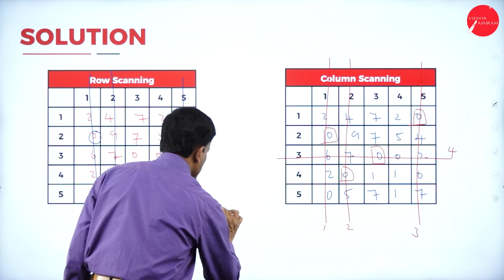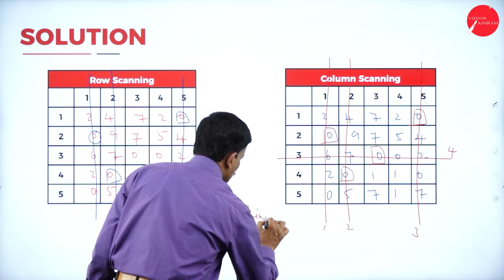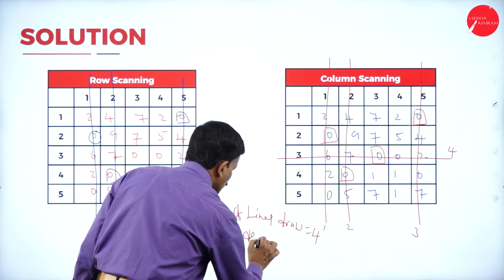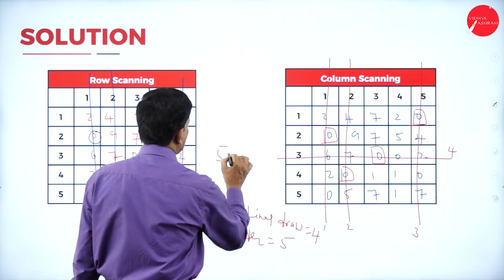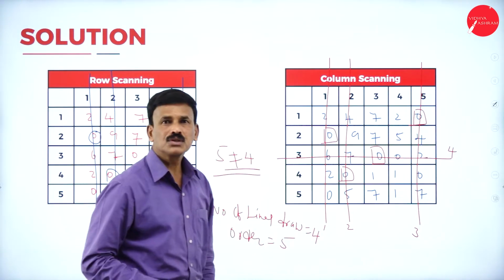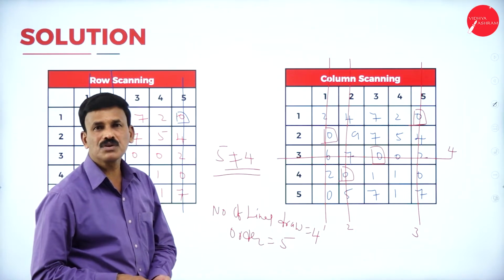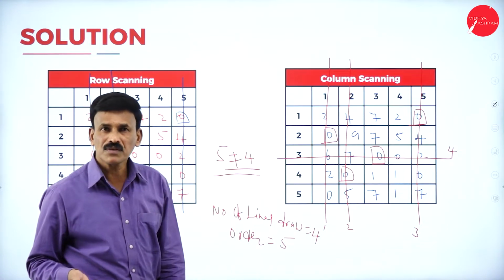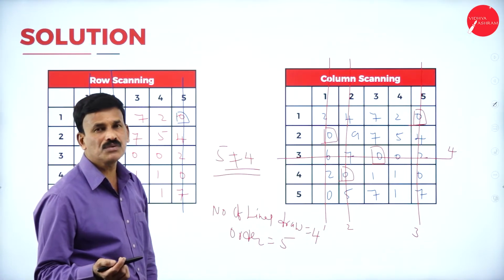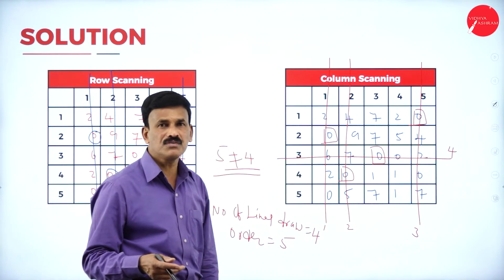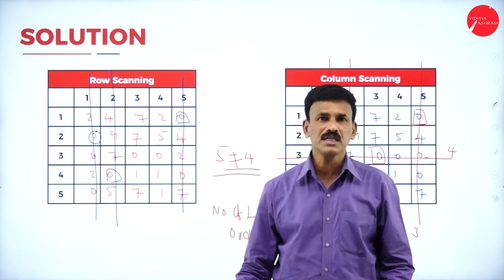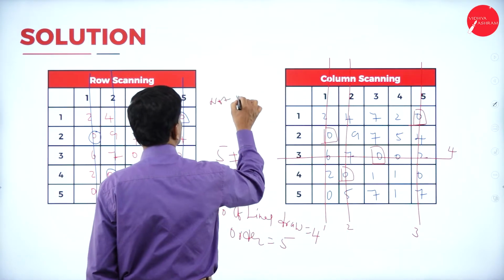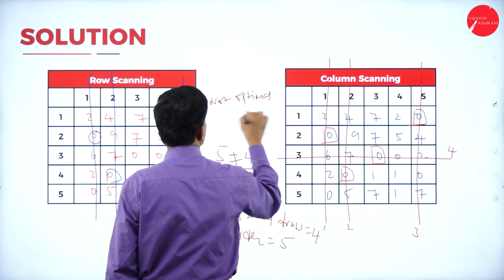Number of lines drawn is equal to 4, but the order of the matrix is equal to 5. So, 5 is not equal to 4. The number of lines drawn is not equal to the order. Therefore, optimality is not reached, not feasible. Again, we have to go for the next step. So, here the solution is not optimal, and then we have to go for the next step.